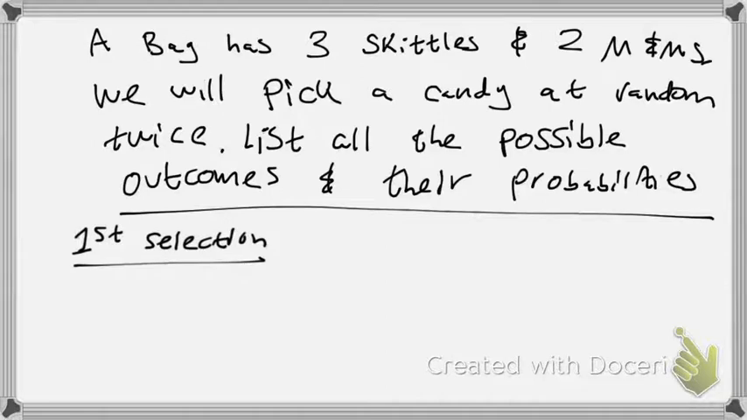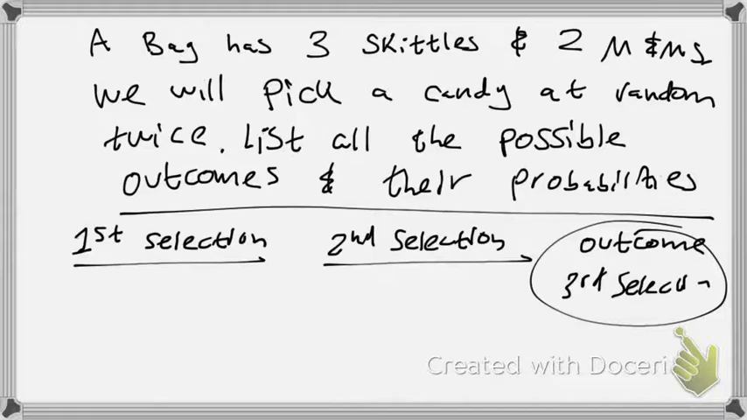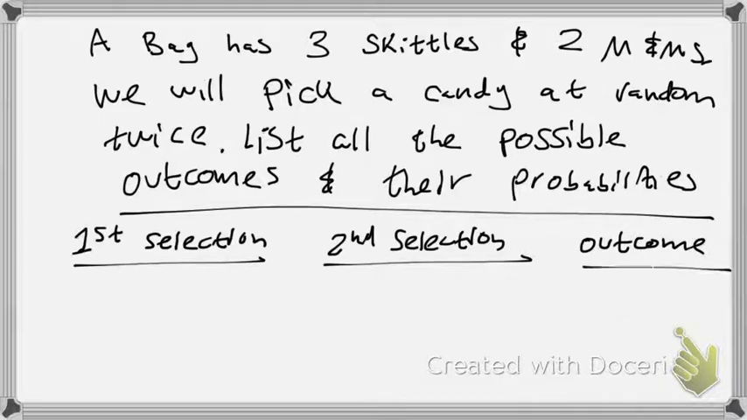Put that over here a little further to the left, and then second selection, and then outcome. I want you guys to know that, let's say this problem happens where you pick a candy at random 3 times, then that means you have 3 stages. This would instead be the third selection. So it could go on and on. But in this problem, it's only 2 times where you're picking candies. So there's only 2 stages. First selection, second selection, and then the outcome.